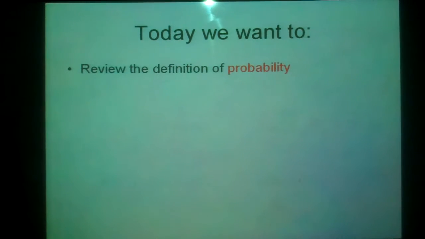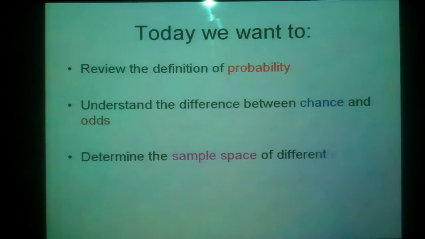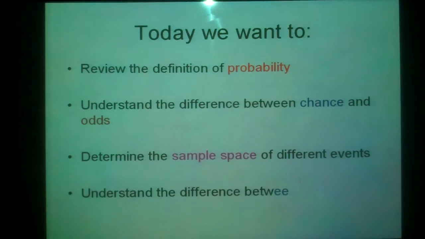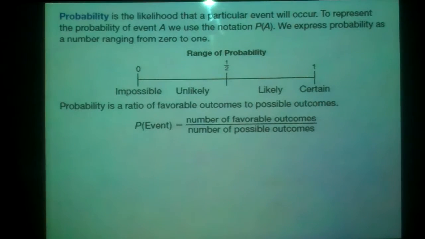So, part of what we want to do today, we want to review the definition of probability. We want to understand the difference between chance and odds, so we have some different ways to express probability. We want to determine the sample space of different events, and we're going to want to understand the difference between experimental probability and theoretical probability.